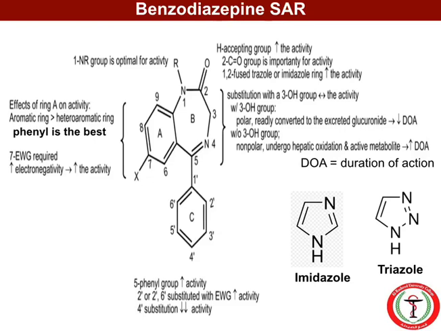Also, introducing an imidazole or triazole ring, shown at the bottom right of this slide, onto positions 1 and 2 at the top and fused to the diazepine ring at positions 1 and 2, will also increase the activity of the drug.